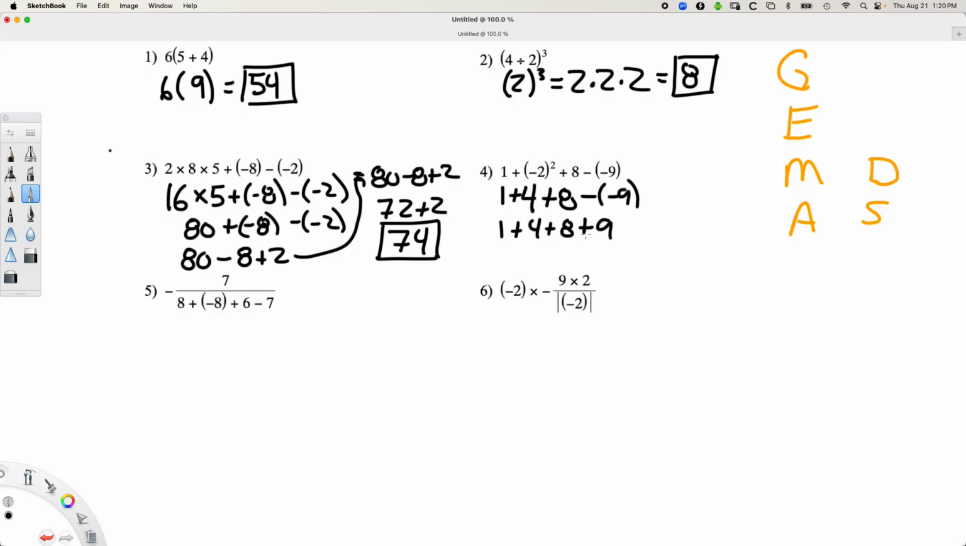So now, once again, I just go from left to right. So 1 plus 4 is 5, 5 plus 8 plus 9. Bring that up here. 5 plus 8 is just 13. 13 plus 9 equals 22. So my final answer is 22.